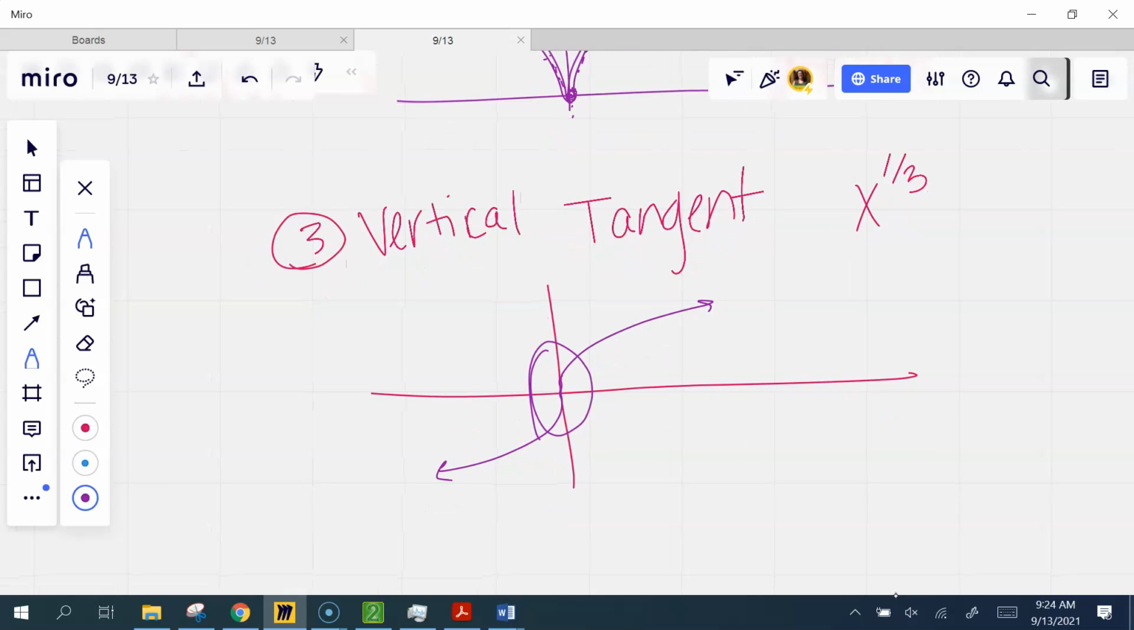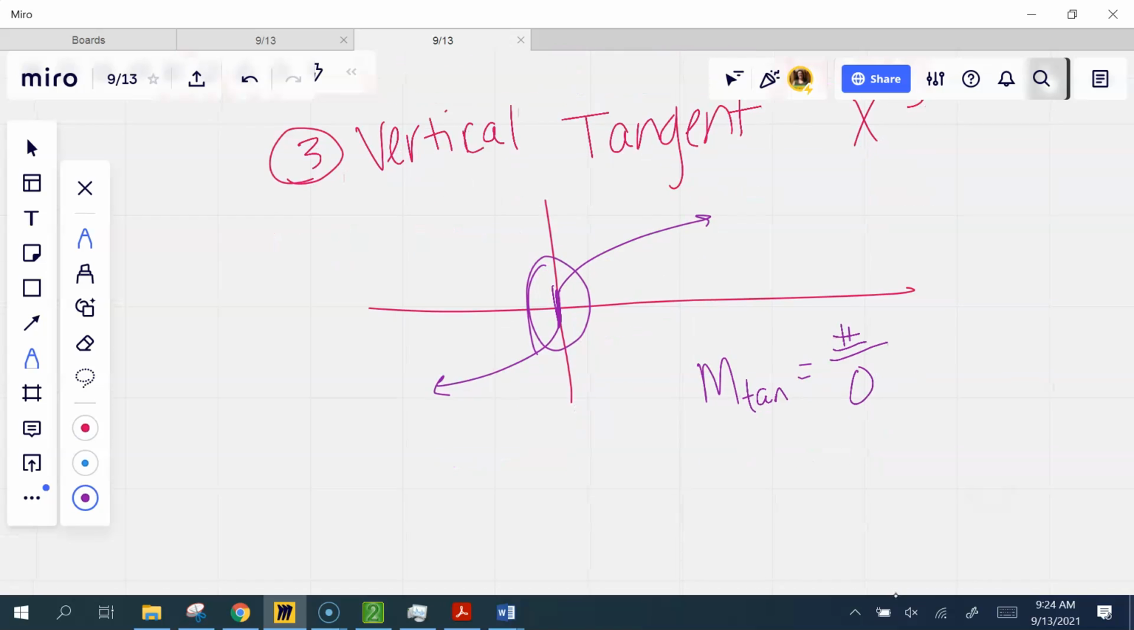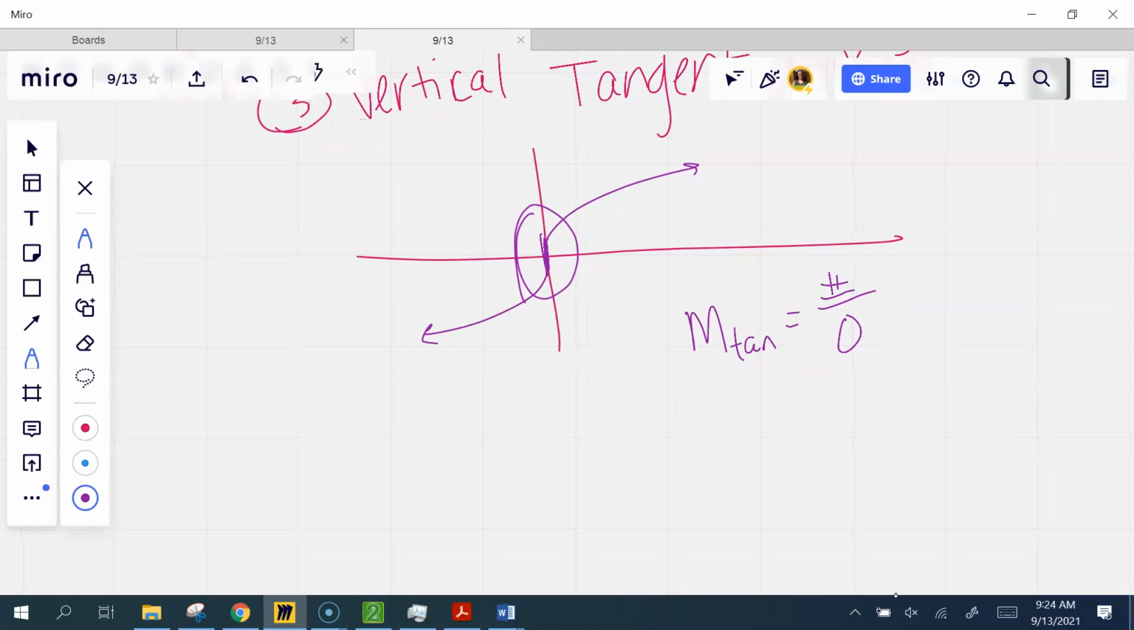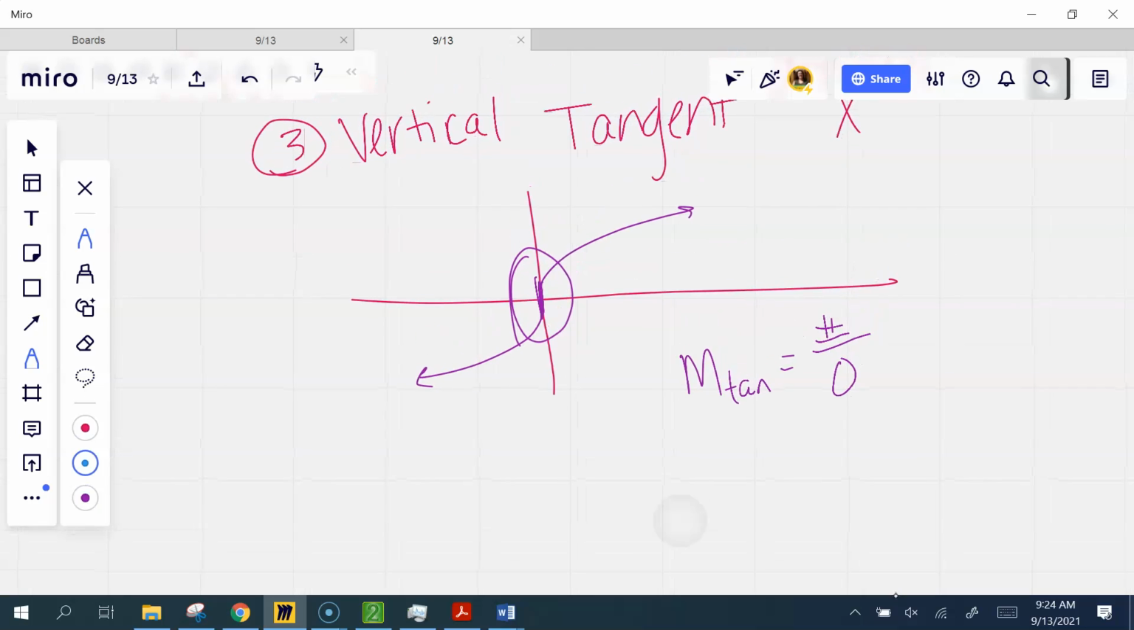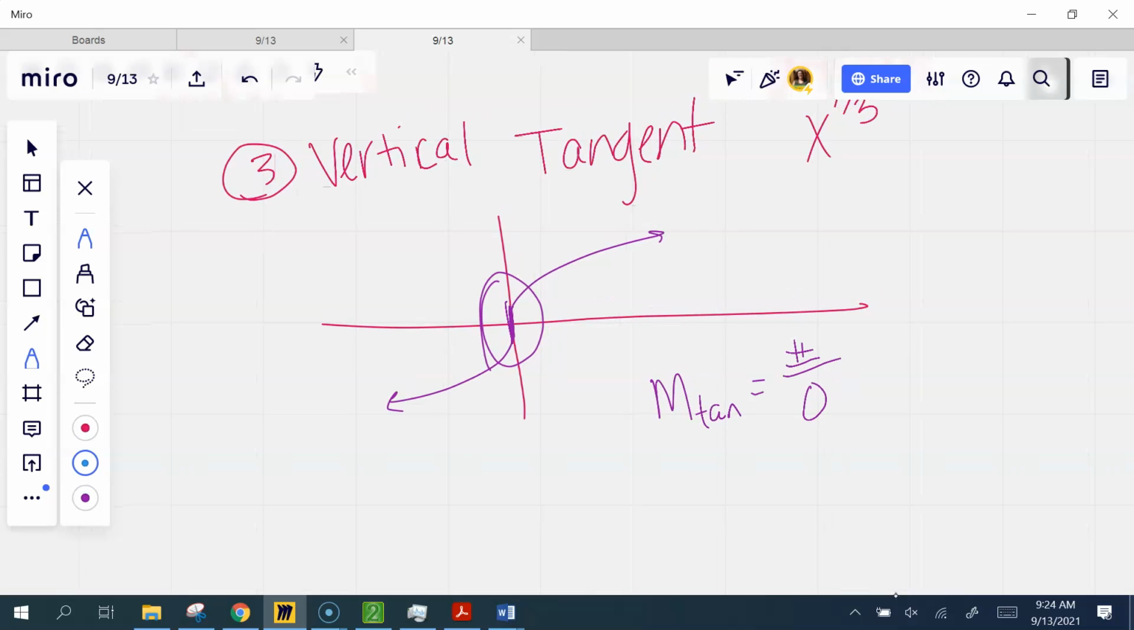If you were to find the slope of the tangent line there, you would get some value over 0, which is undefined, because there's no horizontal change as you go in there. Okay, it's easy to see graphically. This doesn't happen as much. The corner and cusp are the two most common, and the last one that we're going to do. Sorry, I know I'm going a little bit fast.